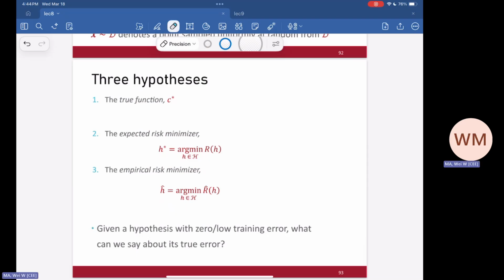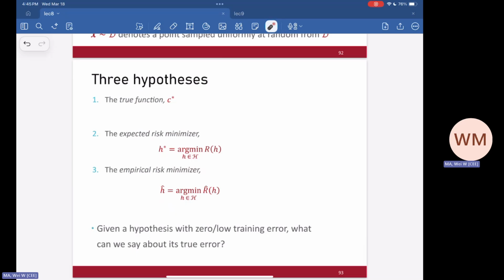Okay. So here you can see that we have a true function, right? And what we want to have is this H star. H star is that we actually minimize the true risk. This is expected risk minimization, but this is not possible because we don't know R(H). Instead we are doing the empirical risk minimizer, which gives us an H hat.